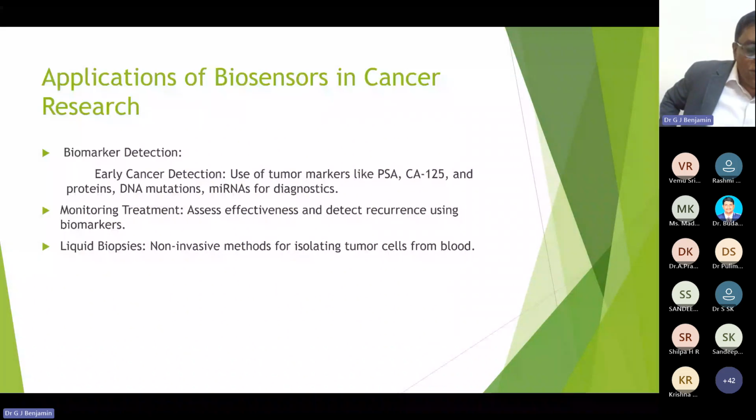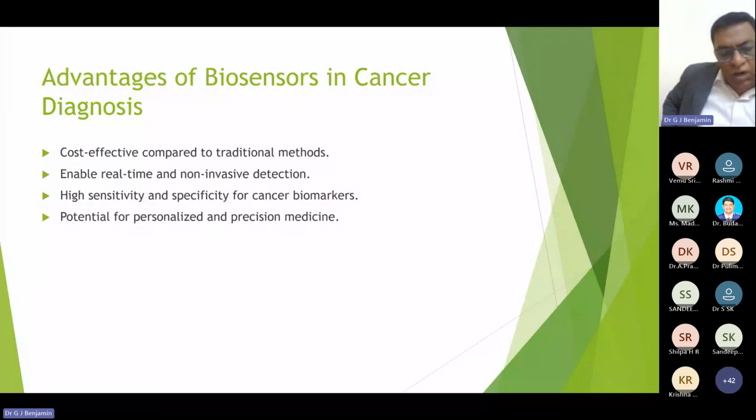Now, applications in cancer research. The applications are biomarker detection, the early cancer detection, use of tumor markers like PSA, CA125, proteins, and DNA mutations, mRNAs for diagnostics. And the monitoring of treatment is to assess effectiveness and detect recurrence using biomarkers and liquid biopsies, non-invasive methods for isolating tumor cells from blood.